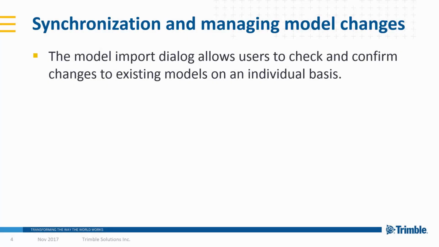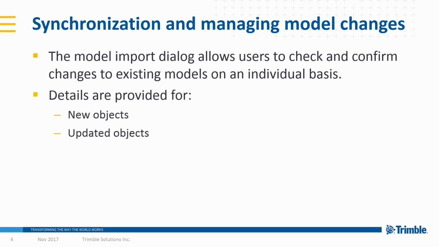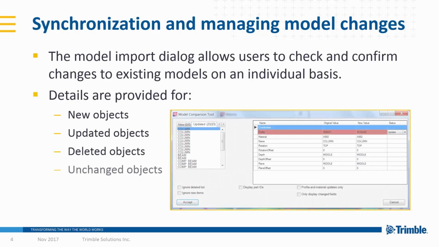The model import dialog allows users to check and confirm changes made to existing models on an individual part-by-part basis. Details are provided on separate tabs for all new objects, all updated objects, deleted objects and unchanged objects. These changes can be checked and confirmed on a part-by-part basis, although there are also global options to ignore all deleted items, new items and so on.